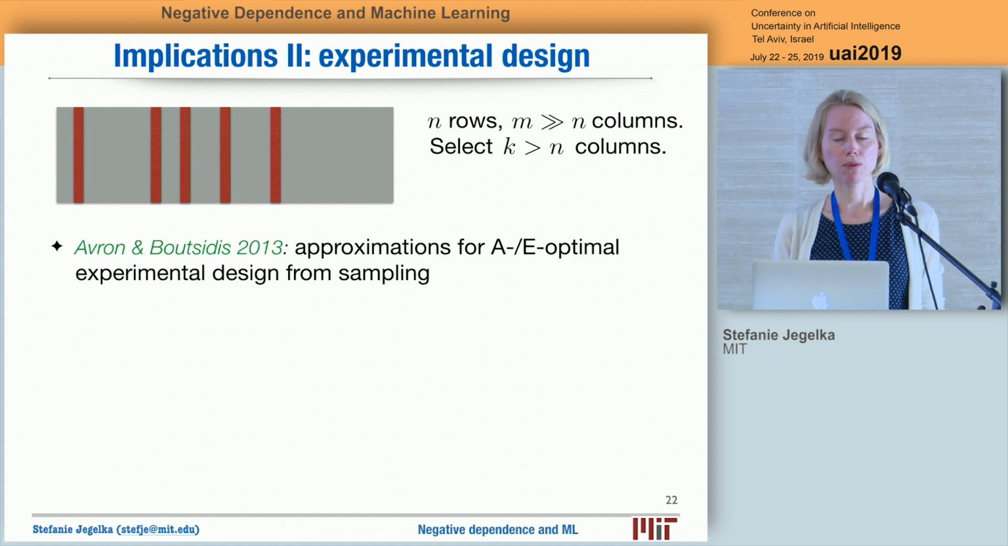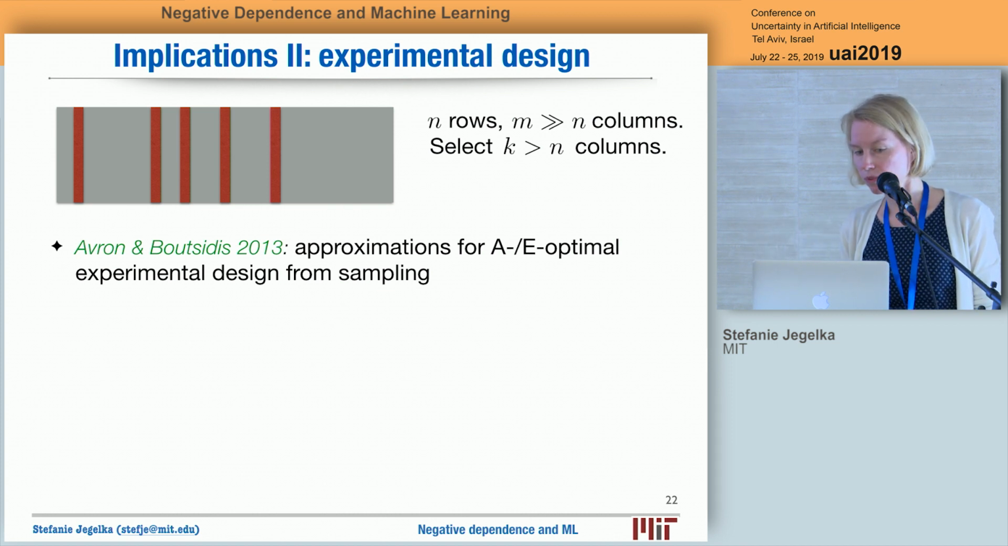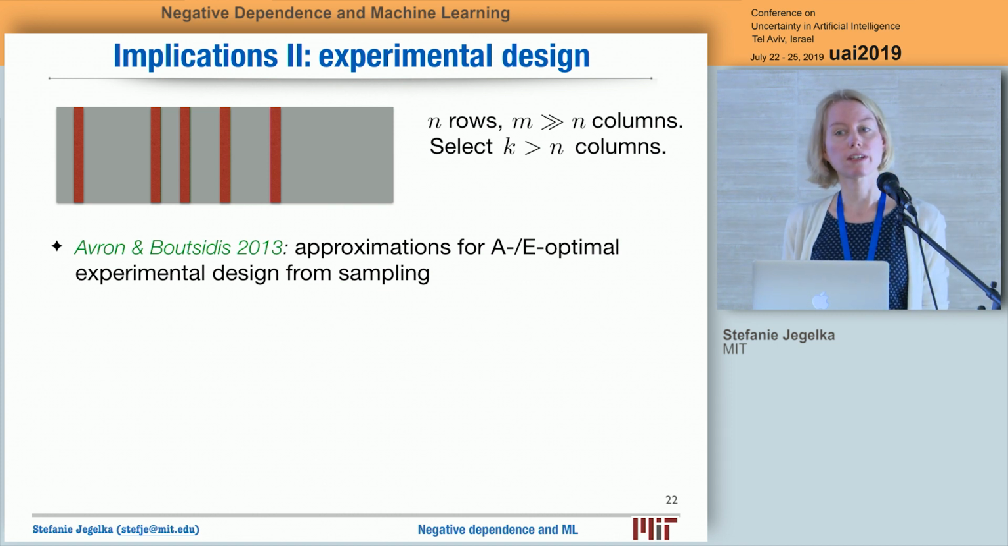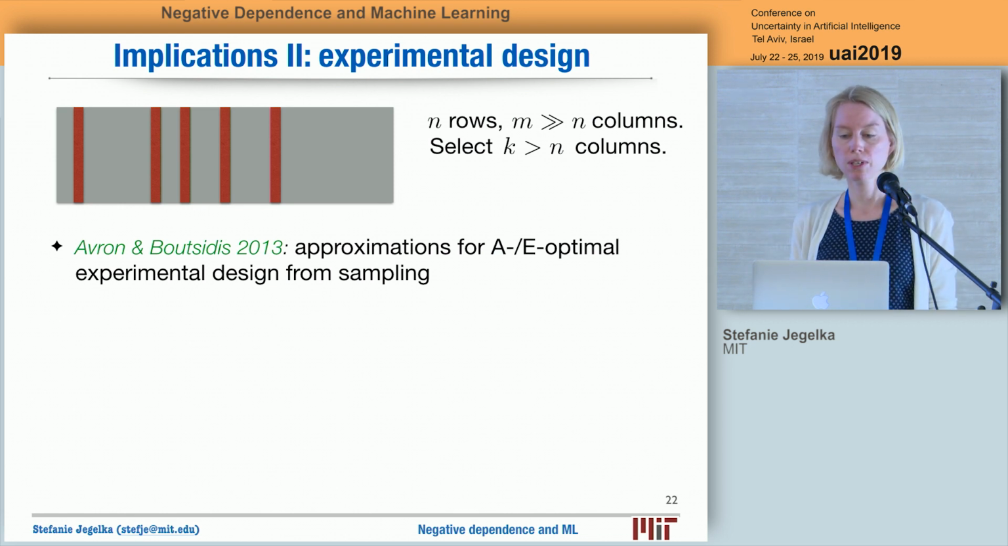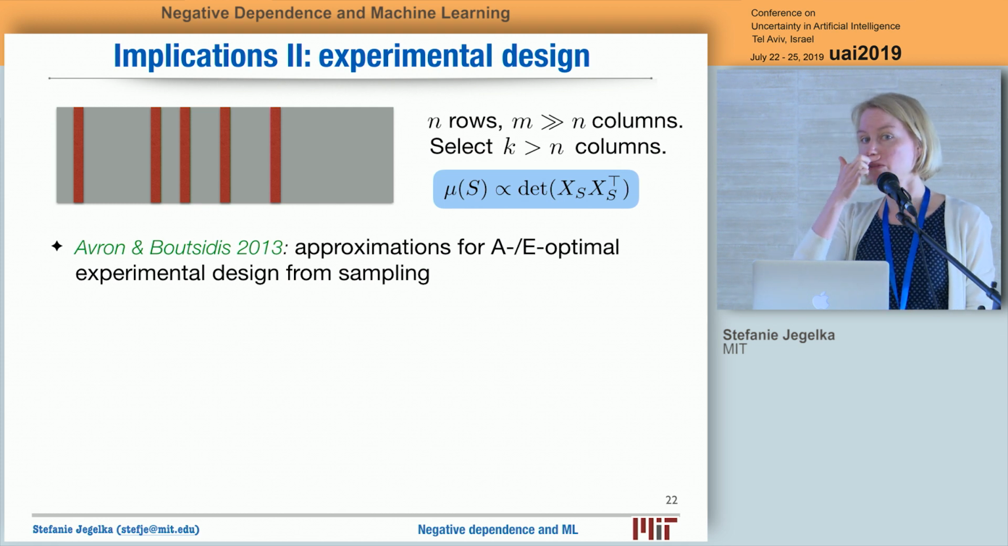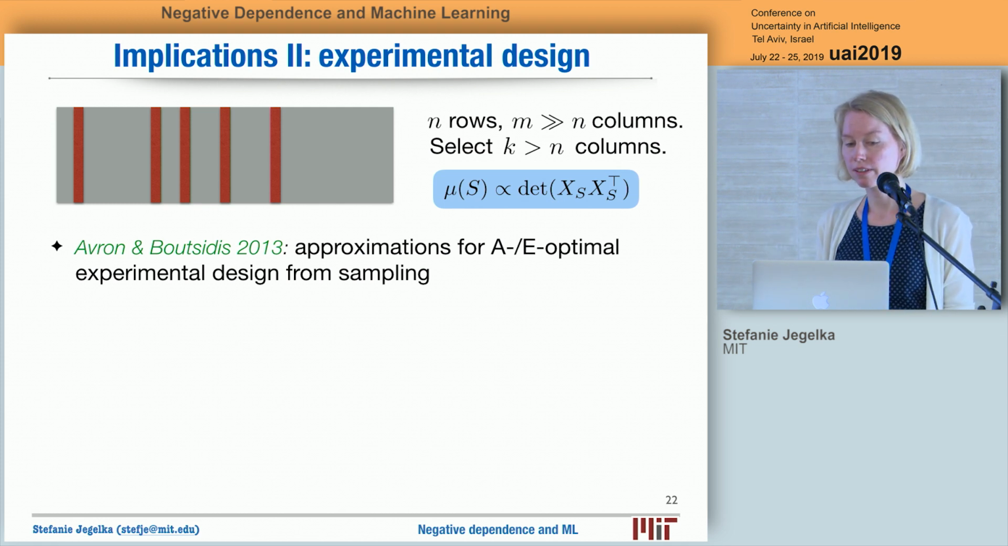And one result for approximating this is a paper by Avron and Boutsidis in 2013, where they showed that for certain of these experimental design criteria, you would get guaranteed approximation bounds if you would sample them from a certain distribution. So they just specified the distribution. The distribution is also known as volume or dual volume sampling.